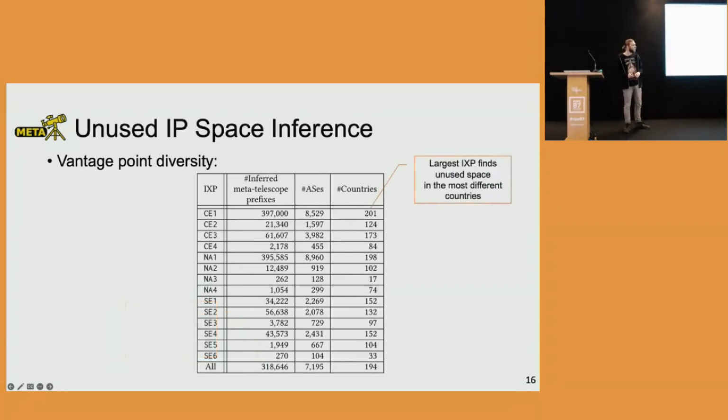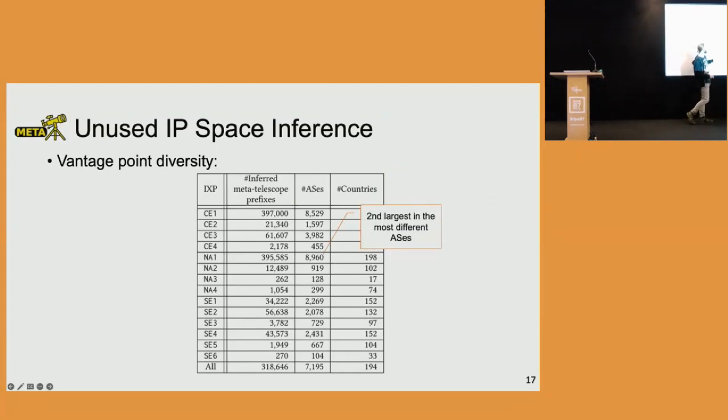Further, we find that the largest IXP, which is CE1, finds meta-telescope prefixes in over 200 countries. This is awesome. This is equivalent to needing 200 different prefixes in 200 different countries as a researcher, for example, or enthusiast or whoever. This is basically undoable. And then we found that the second largest one finds meta-telescope prefixes in the most different ASs, which is over 8,000. It's almost 9,000.